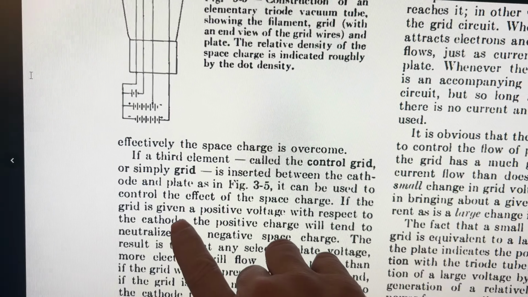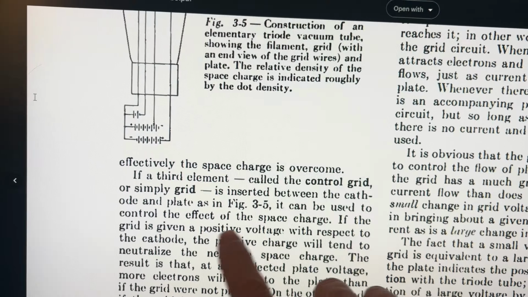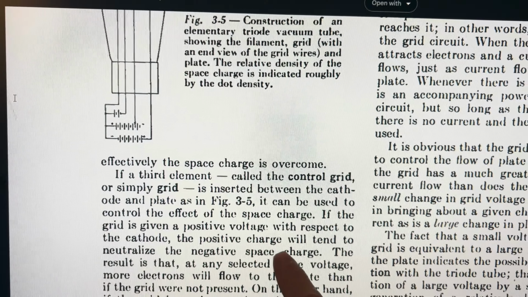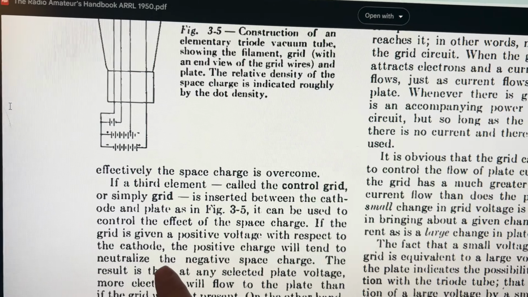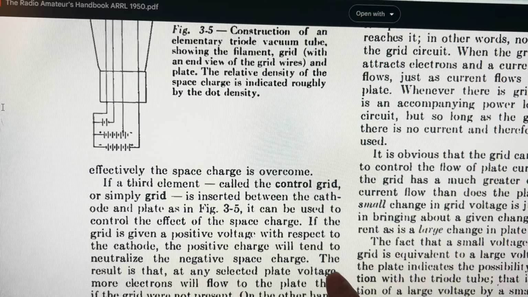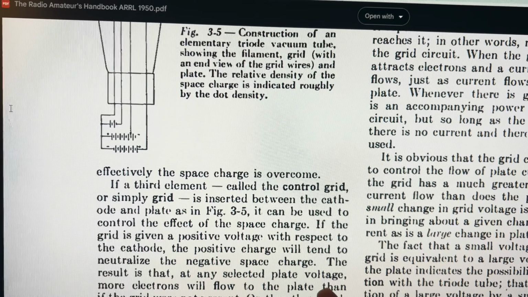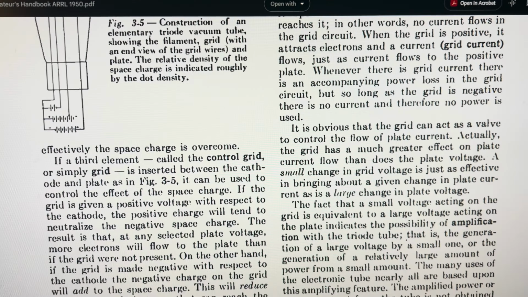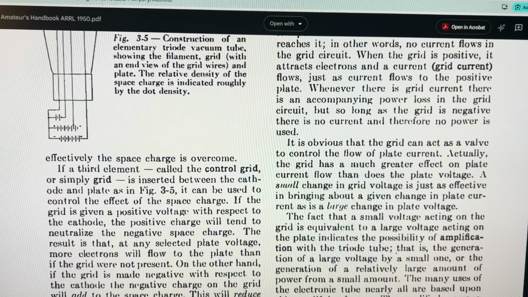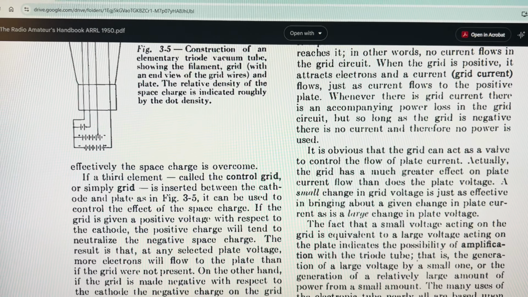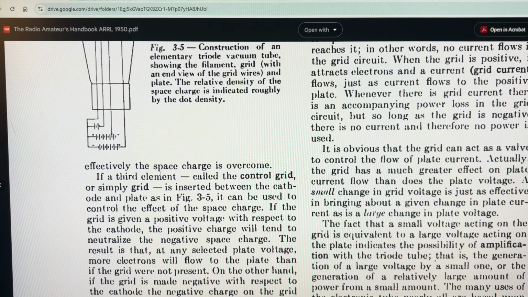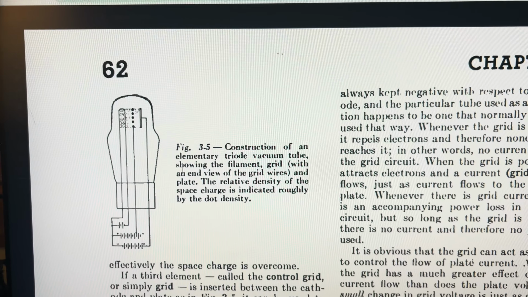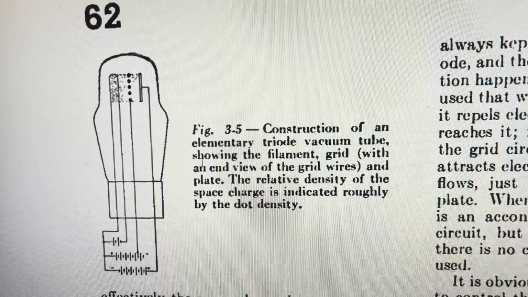If the grid is given a positive voltage with respect to the cathode, the positive charge will tend to neutralize the negative space charge. The result is that at any selected plate voltage, more electrons will flow to the plate than if the grid were not present. So the grid seems to be, just for me, not knowing anything about electronics, kind of like a governor for electron flow in a vacuum tube. And that's just the basic idea of why a grid is in a tube.